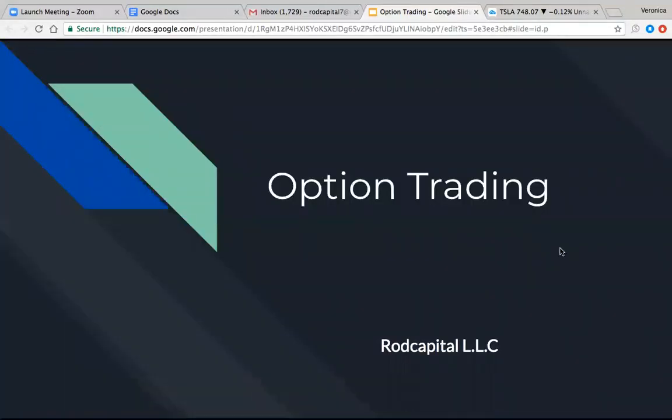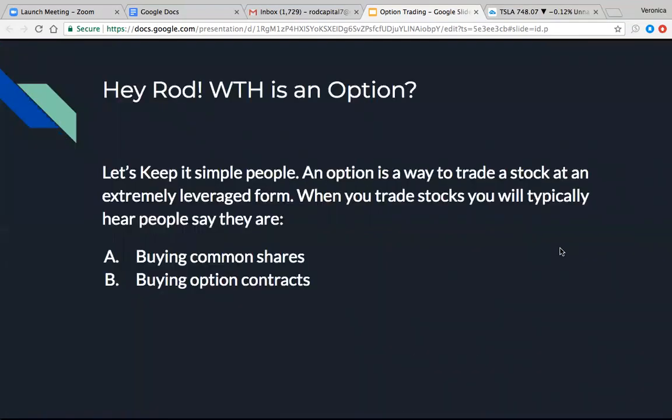All right. So option trading. Hey, Rod, what is an option? Let's keep it simple, people. An option is a way to trade a stock in an extremely leveraged form. When you trade stocks, you will typically hear people say they are either A, buying common shares, or B, buying option contracts.